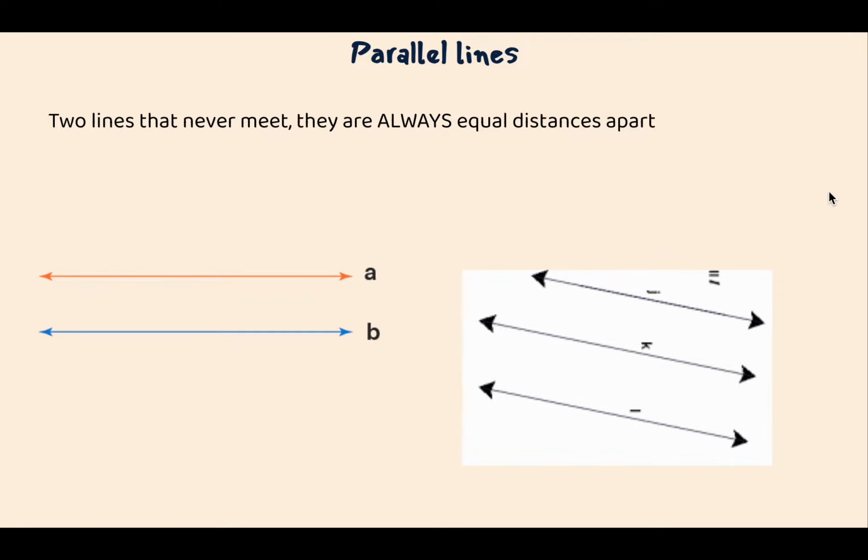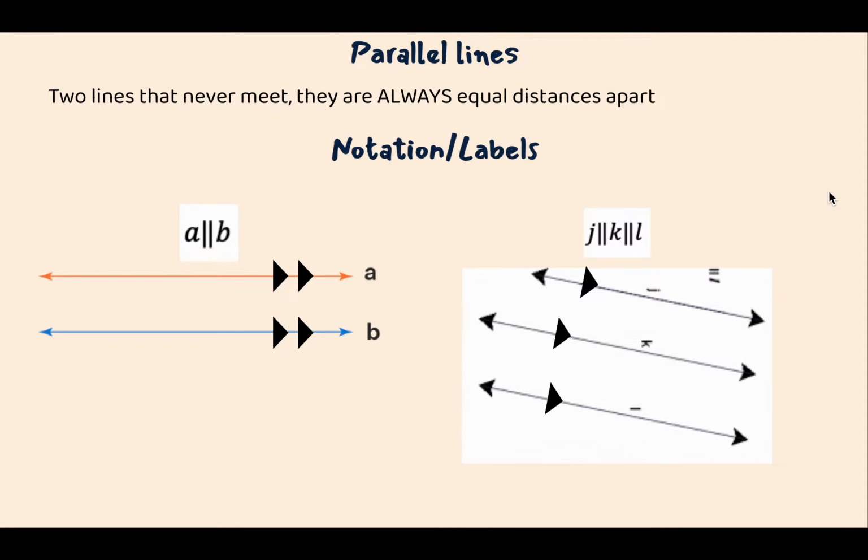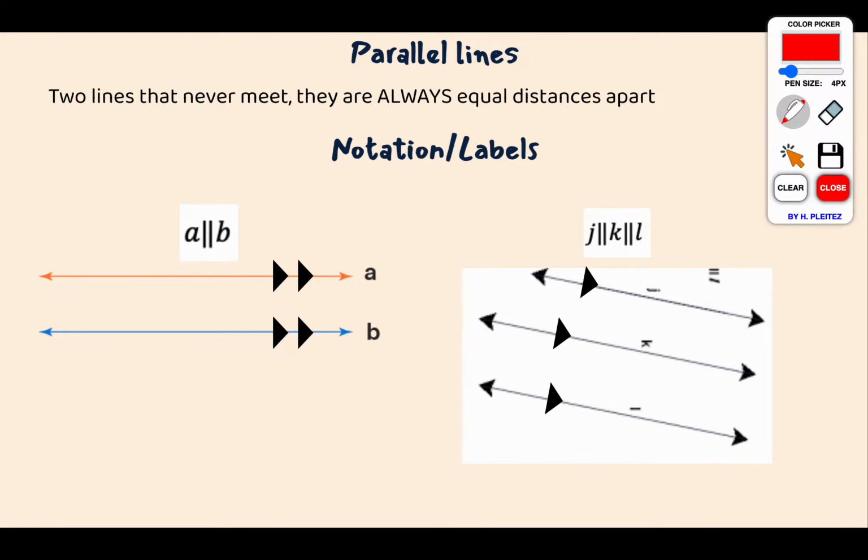Now getting into some notation, we have to get used to seeing this symbol here for parallel. So this reads as A is parallel to B, and you might also see these arrows in your diagram. These arrows are a signification of the fact that we have parallel lines. So even if you don't see something written like this, pretend that wasn't there.